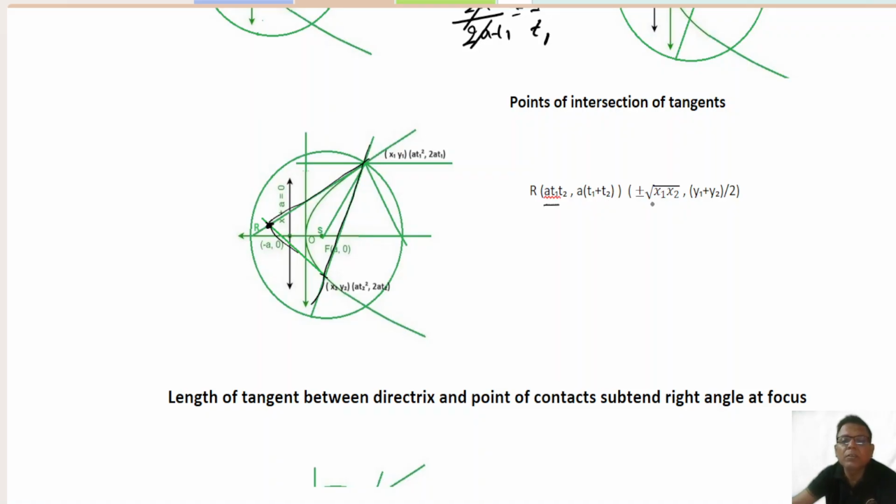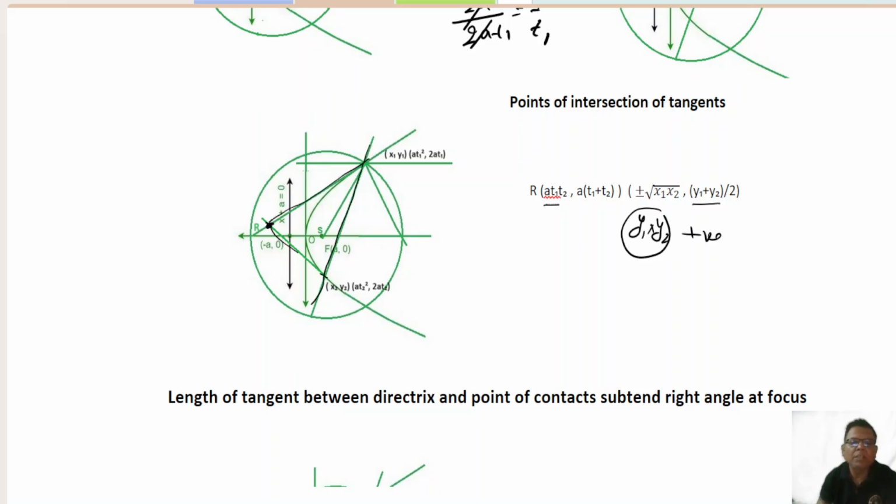So in coordinate terms, it will be the geometric mean of the abscissa of this point and this point, and the plus or minus sign will be taken as per y1 y2. If the y1 y2 sign is positive, then we'll take positive. If the y1 y2 sign is negative, then we'll take negative. And for the y-axis, that is not an issue. It's just the arithmetic mean of the coordinates of this point and this point.